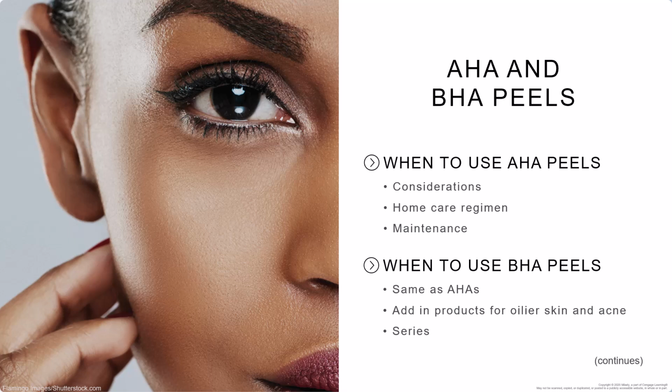For BHA peels, it's going to be the same pre-treatment and home care guidelines as AHAs, but you may add in more products specifically targeting clients with more oily skin or more acne-prone skin. And they're typically going to be primarily used on clients with oilier skin or with acne skin. And it's advisable to start with a lower strength and work up. You can still do a series according to the client's goals and outcomes, and maintenance would begin once the goals have been met to maintain the results.